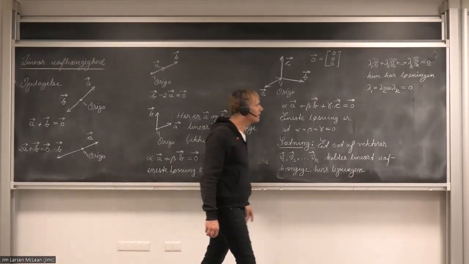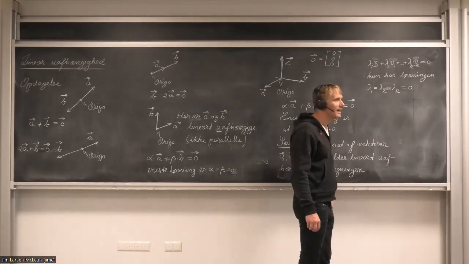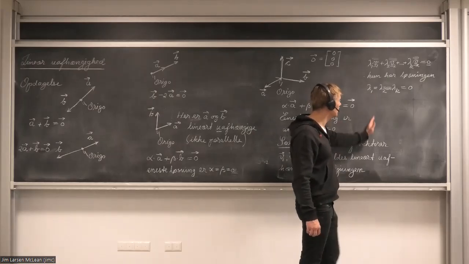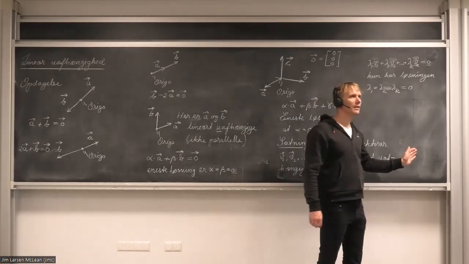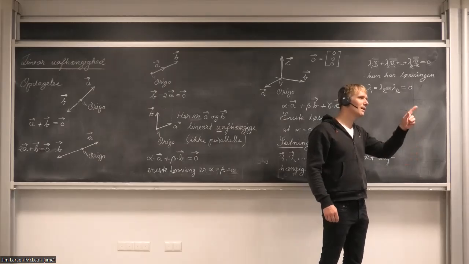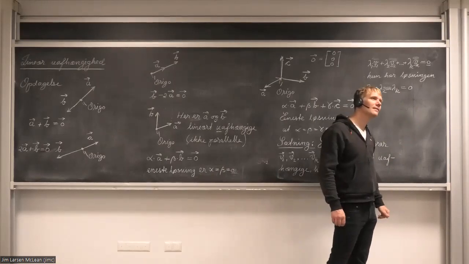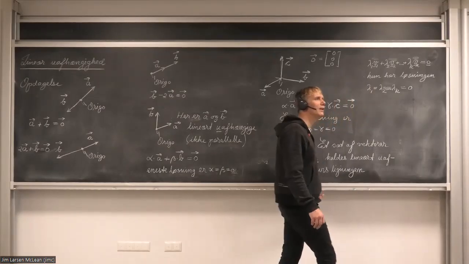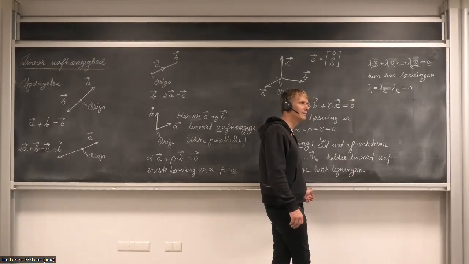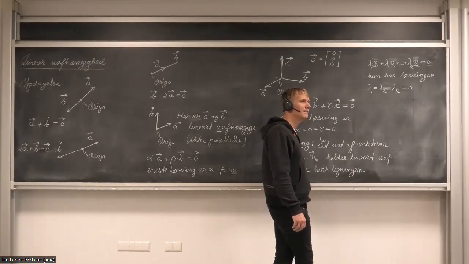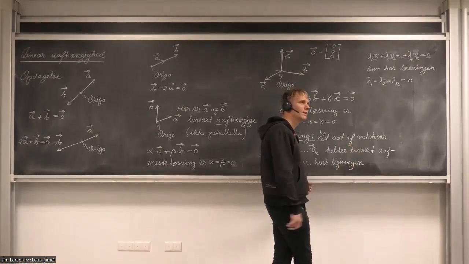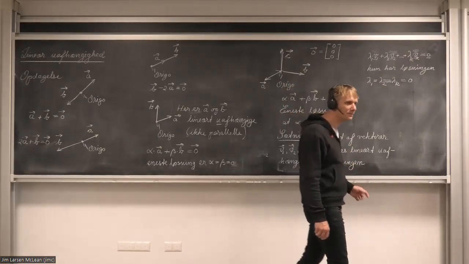And the way you can do it in practice is by writing your vectors as columns in a matrix, you perform Gauss-Jordan elimination on it, and then you count the number of leading ones. And if you get as many leading ones as you have columns, then it's linearly independent. If you get one less, then it's linearly dependent. Two less, also linearly dependent. At least one of the vectors can be expressed as a linear combination of the others.